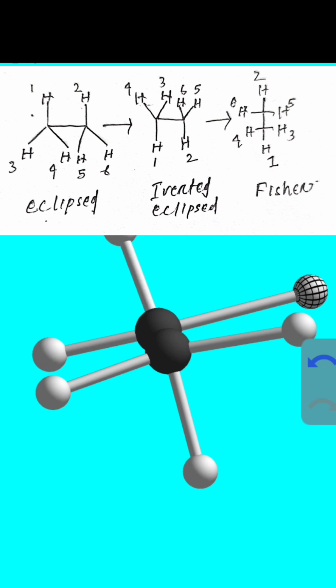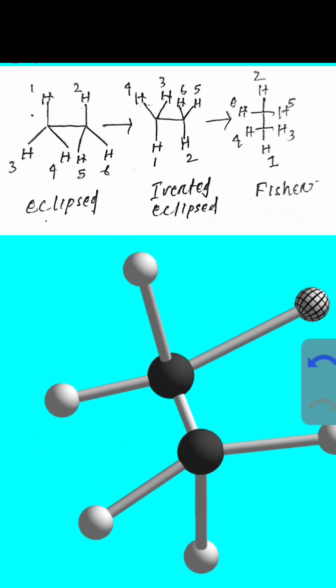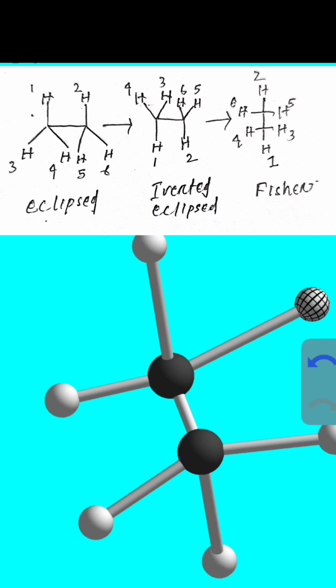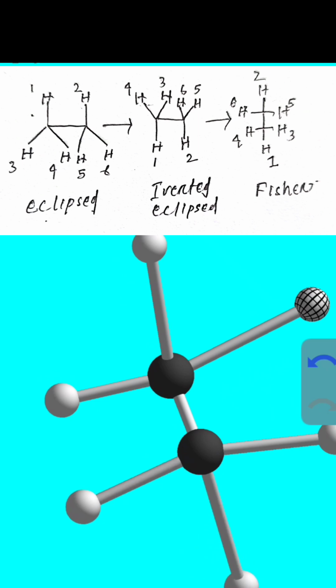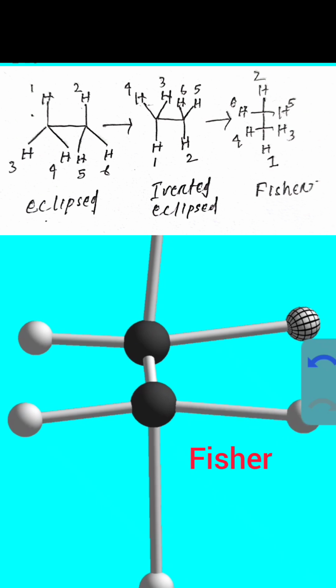After that, we will stretch out all the carbon and hydrogen bonds towards their corresponding directions. We will stretch out hydrogen 5 and 3 towards the right and hydrogen 6 and 4 towards the left, and we will get the fischer projection as shown in the video.